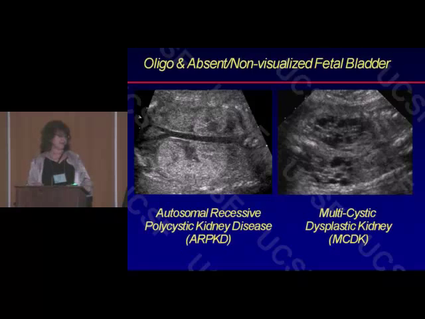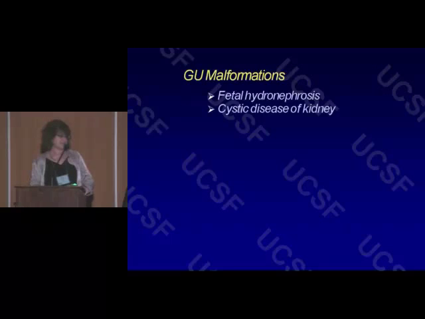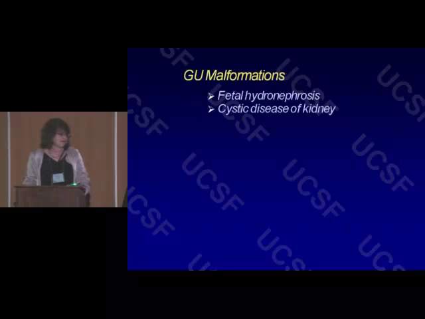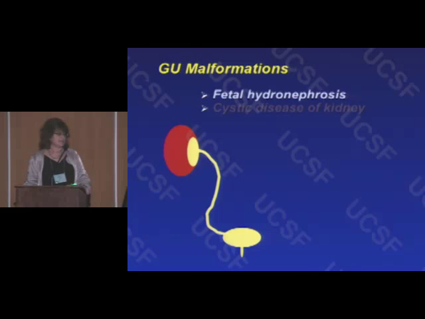characteristic appearance. And on your right, kidneys are present, but there are cysts. This is not hydronephrosis. These cysts are scattered, variable in size, and this is a case of bilateral MCDK, multicystic dysplastic kidney. The final words are about fetal GU malformations, and you've seen some of these examples. We'll talk about hydronephrosis and cystic disease.